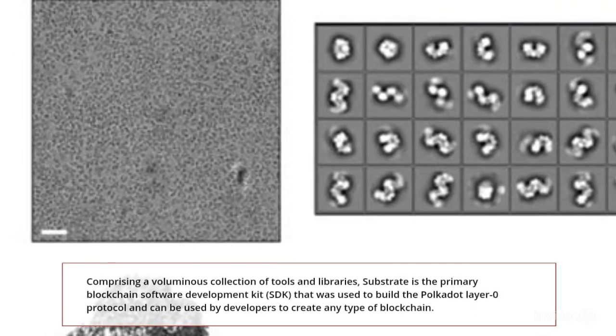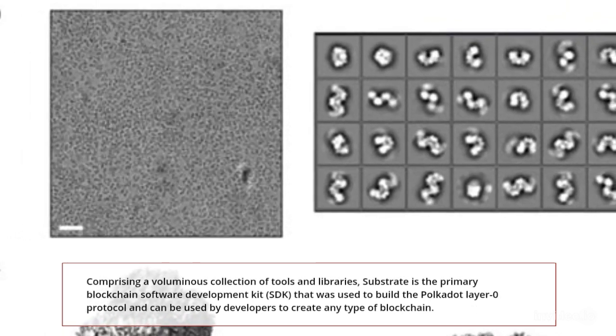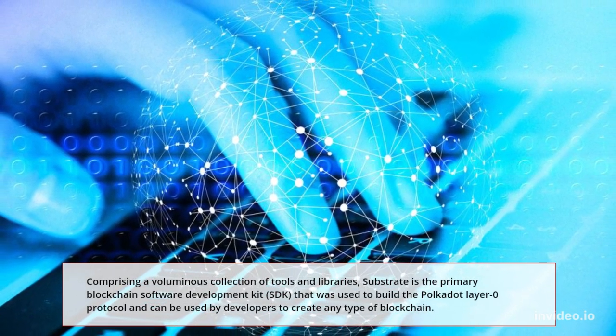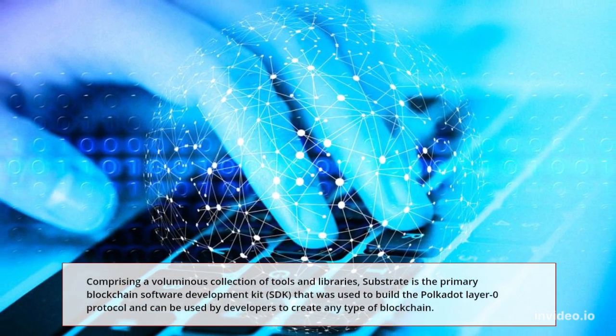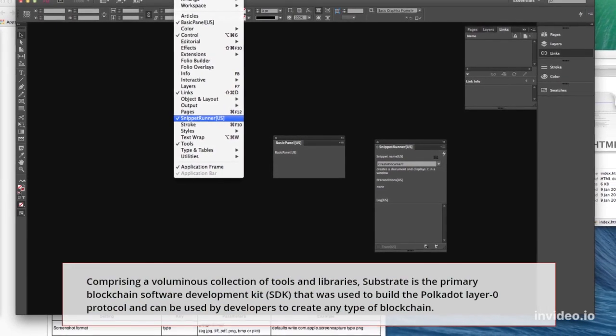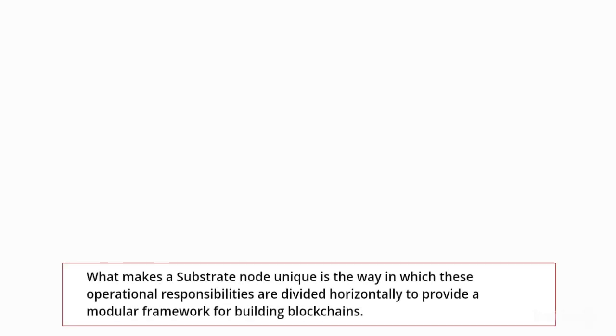Comprising a luminous collection of tools and libraries, Substrate is the primary blockchain software development kit, SDK, that was used to build the Polkadot Layer 0 protocol and can be used by developers to create any type of blockchain. What makes a Substrate node unique is the way in which these operational responsibilities are divided horizontally to provide a modular framework for building blockchains.